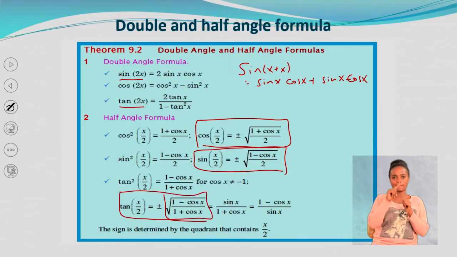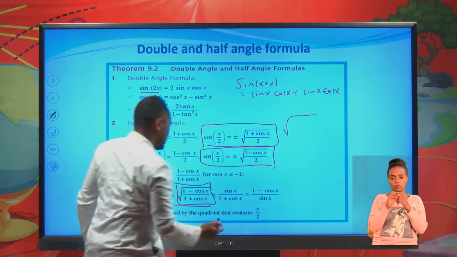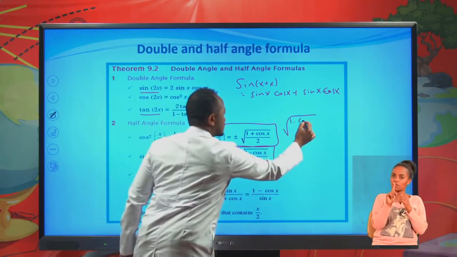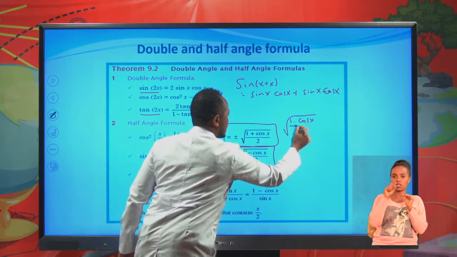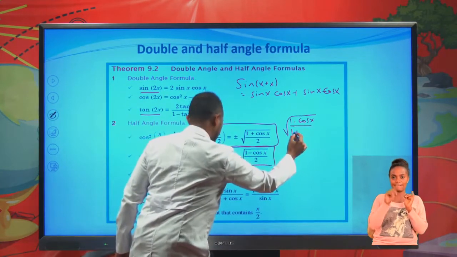Tan x over 2 is given by plus or minus the square root of (1 minus cos x) over (1 plus cos x). You can find this one by multiplying. If you multiply the numerator by the square root of, let me show you this one here, the square root of 1 minus cos x divided by 1 plus cos x.